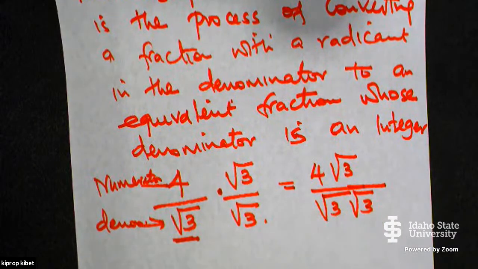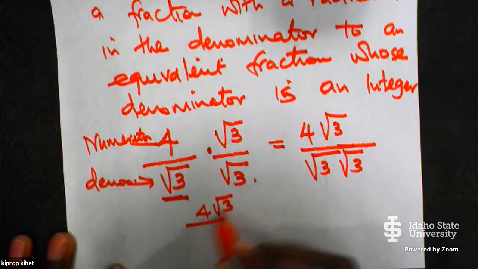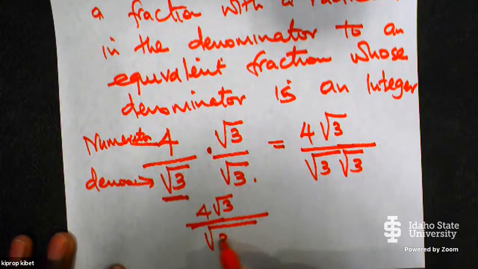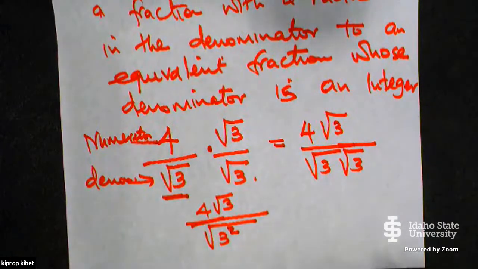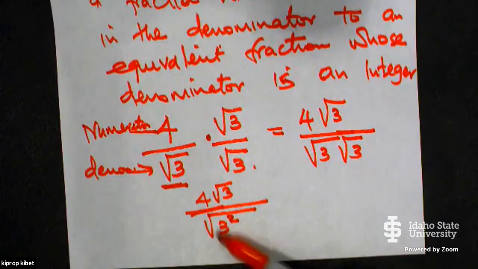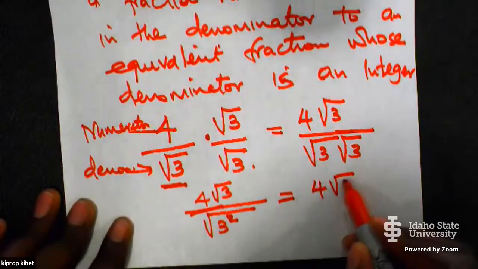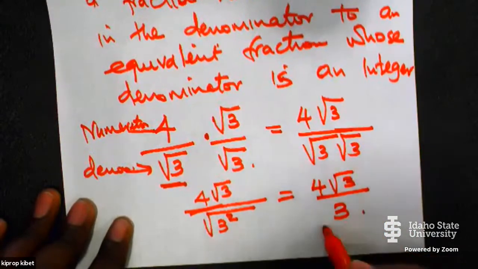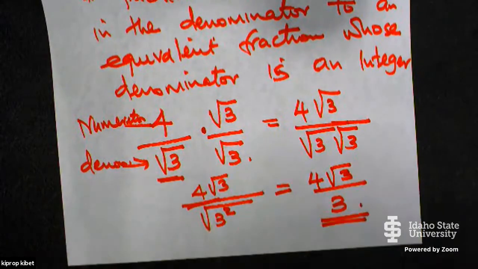So this is similar to 4 root 3 all over the square root of 3 squared. Now the square root of 3 squared is 3. So finally, our answer will be 4 square root of 3 all over 3. So that's how we rationalize that.